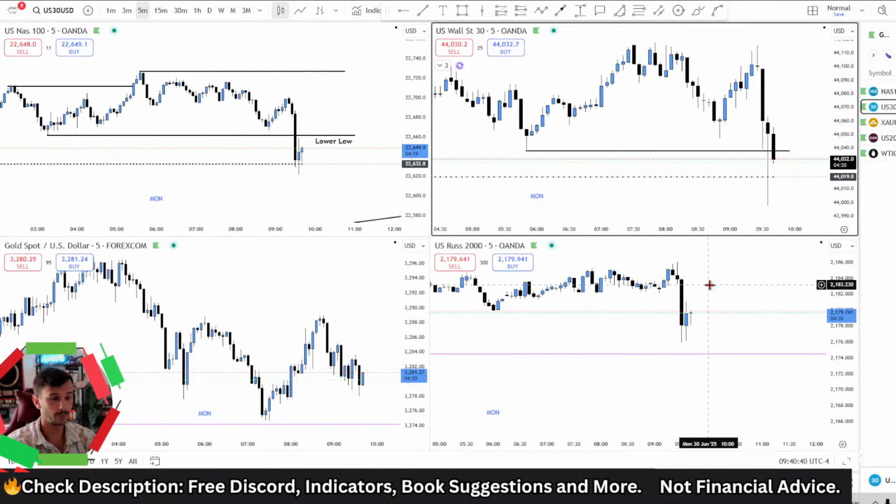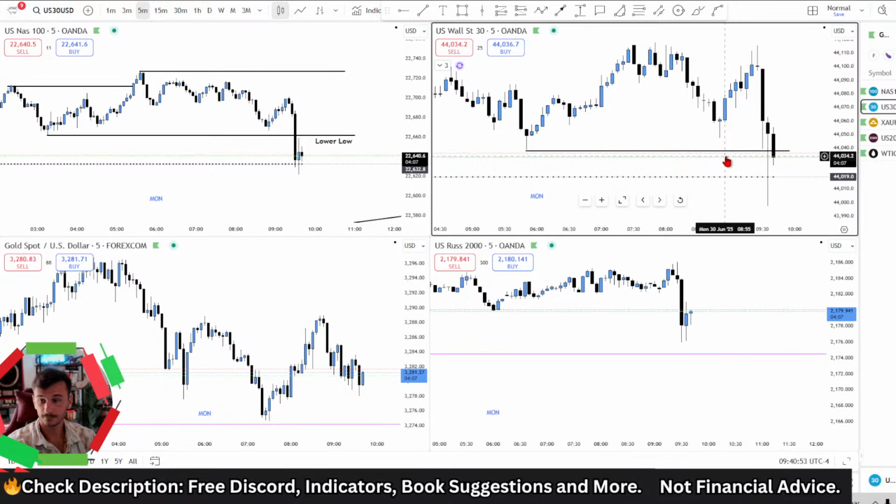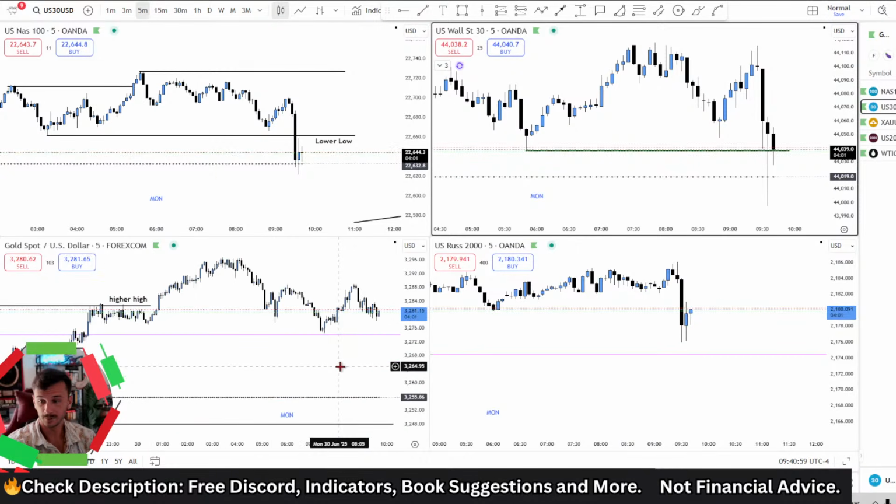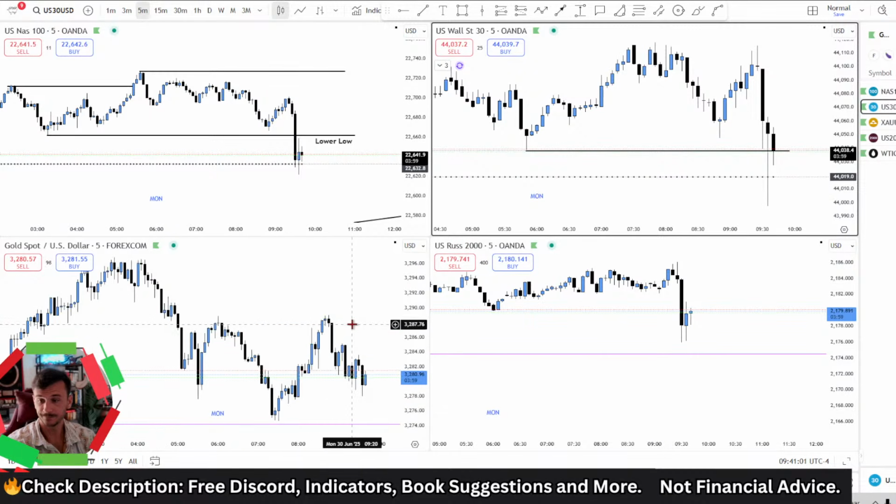Watching, I've got a 1 minute chart up on my other screen, waiting to see if we get any engulfment. We're back in a consolidation. Looking like.